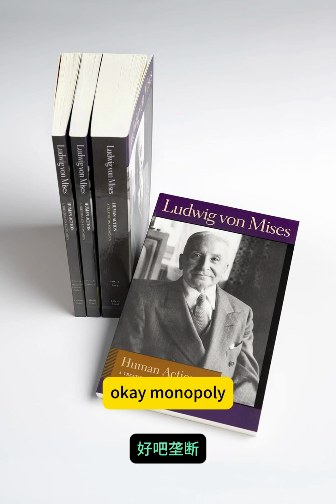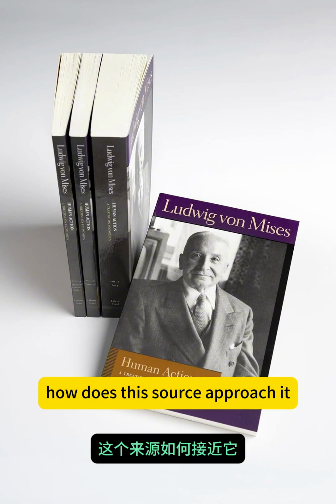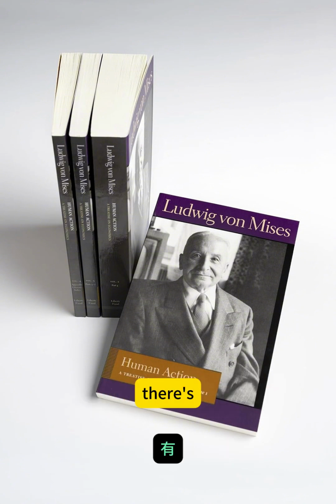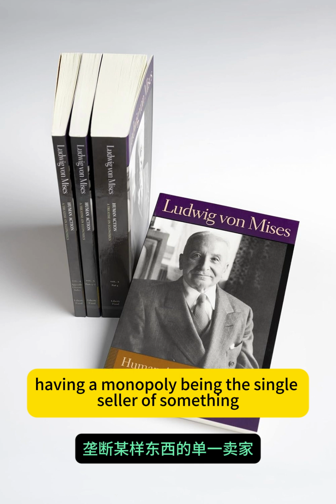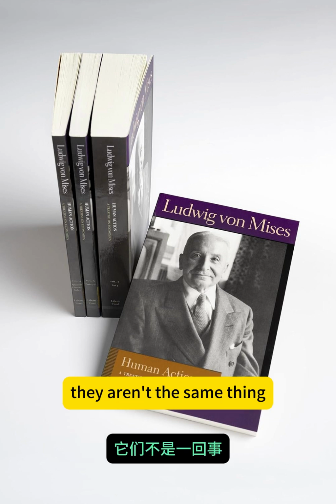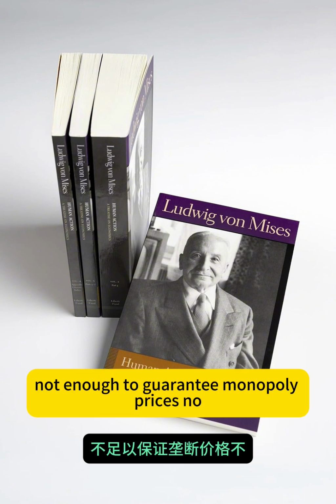Okay, monopoly. Often seen as a big market failure. How does this source approach it? It makes a really important distinction right off the bat. There's having a monopoly, being the single seller of something, and then there's being able to charge monopoly prices. They aren't the same thing. So just being the only seller isn't enough. Not enough to guarantee monopoly prices, no.